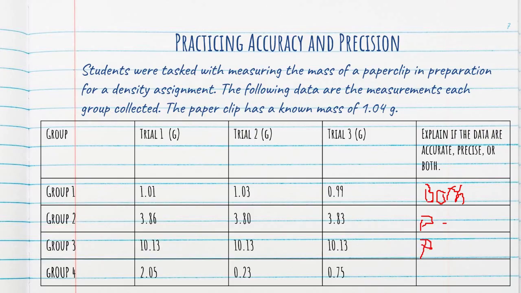And then finally, group 4, trial 1 is 2.05, trial 2 is 0.23, and trial 3 is 0.75. Is that accurate, precise, or both, or neither? Well, I would consider that neither, right? It's not precise, they're not all close together, and it's not accurate. None of those numbers are very close to 1.04.